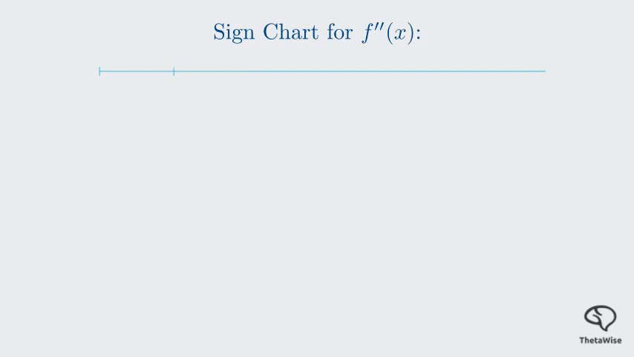Let's create a sign chart for the second derivative. We only need to include our asymptotes. We place -1 and 1 on the number line. This creates 3 intervals. Let's test a value in each interval. Remember, the numerator is always positive, so the sign is determined by the denominator, x squared minus 1 cubed.